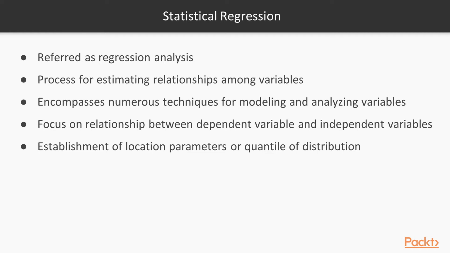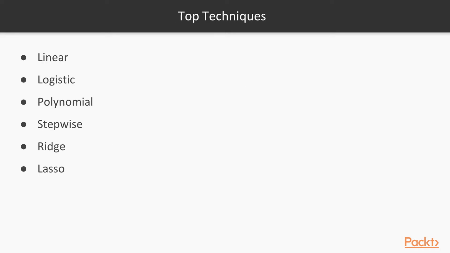For starters, statistical regression is also routinely referred to as regression analysis, and is a process for estimating the relationships among variables. This process encompasses numerous techniques for modeling and analyzing variables, focusing on the relationship between a dependent variable and independent variables. An alternate objective of the process of regression analysis is the establishment of location parameters, or the quantile of a distribution. We'll explore some real-world examples later, but for now, let us look at some techniques for the process.